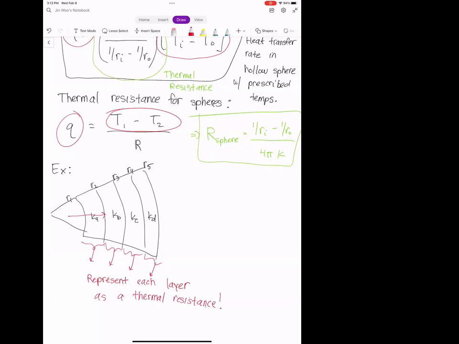Right, and so instead of having something like this, what we'd have is a system with 4 resistors, just like that. Where each resistor is given by this expression right here, with the appropriate inner and outer radii used for it. All right, so that really simplifies this. And so if you have a multi-layered system like we have here, then you can solve for the heat flow through it very, very easily. And one of your homework problems is actually going to be exactly like this.